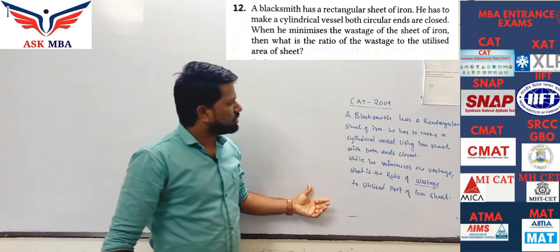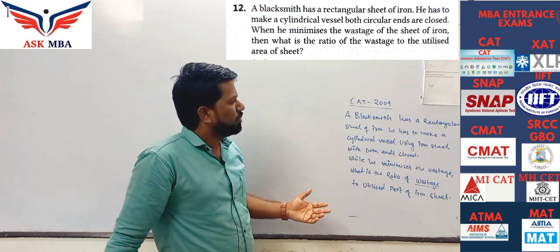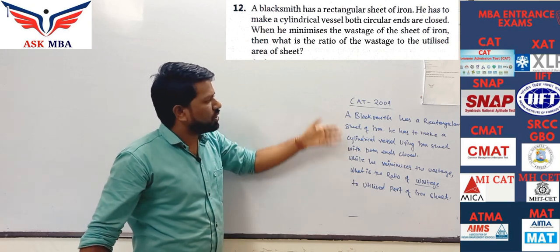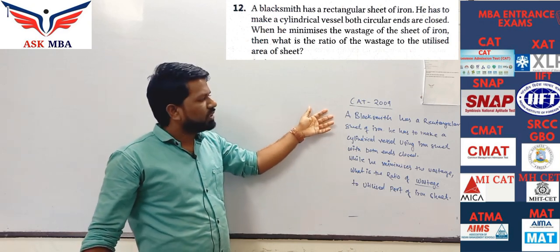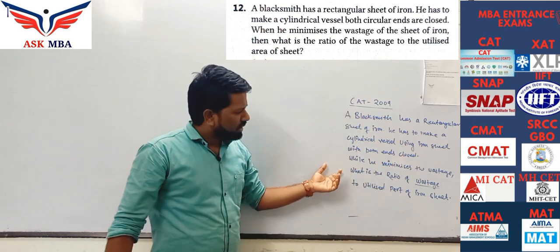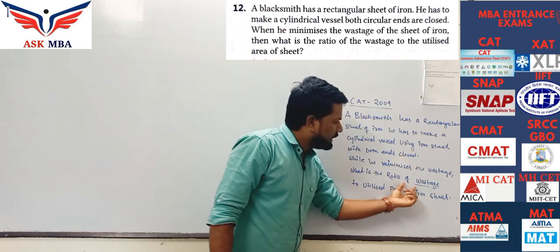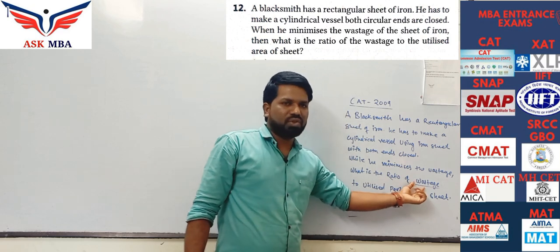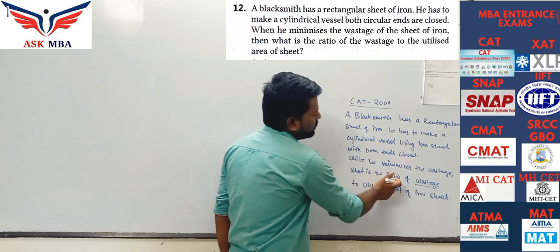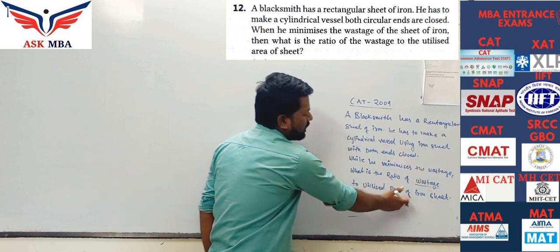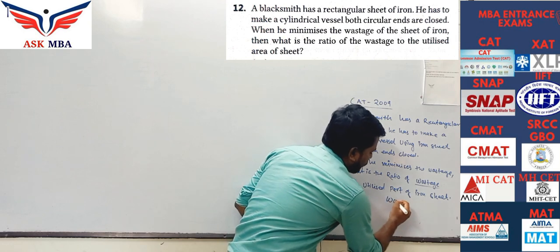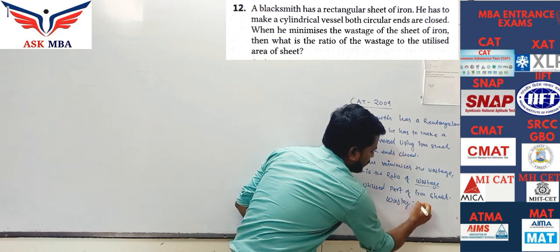As in many videos that I have previously posted, I have already told you how to approach a question of the CAT exam. Just directly jumping into the question is not going to help you. Try to understand what is actually asked. In the last line, if you read carefully, you will see: what is the ratio of wastage to the utilized part of the iron sheet? So they are asking us to find the ratio between the wastage part and the used part.